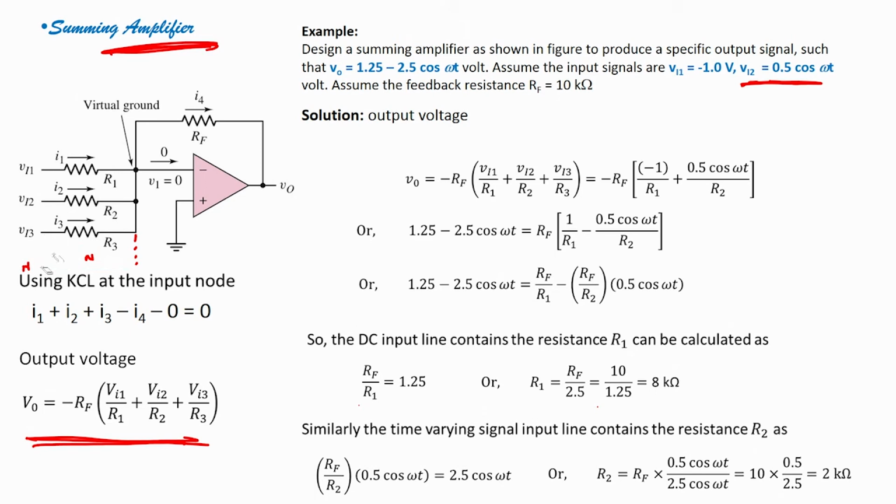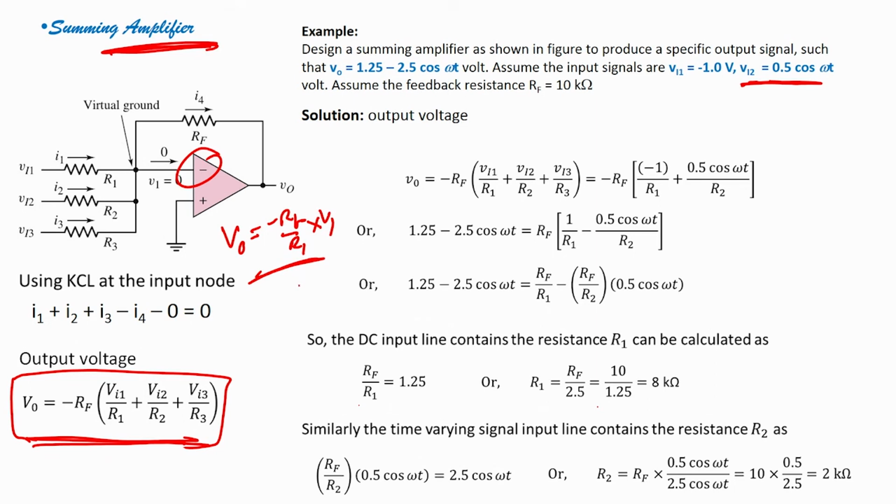So, the point is that the formula is very easy. VO equals feedback resistor RF, since it is inverting, so minus RF by R1, we have seen. VO equals minus RF by R1 into V1, this is the inverting amplifier. Now, here we have minus RF by R1 into V1 plus minus RF by R2 into V2 plus minus RF by R3 into V3. So, if I solve this, I will have this equation.